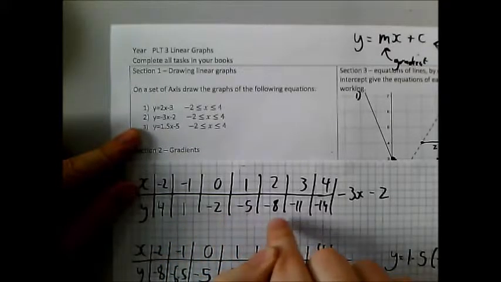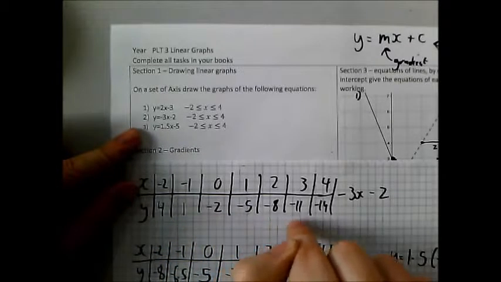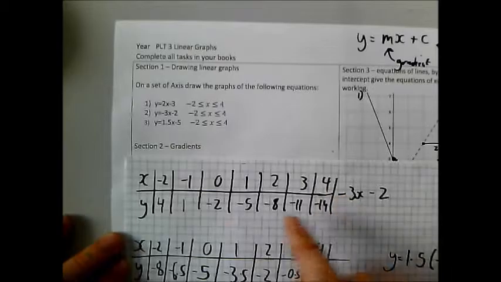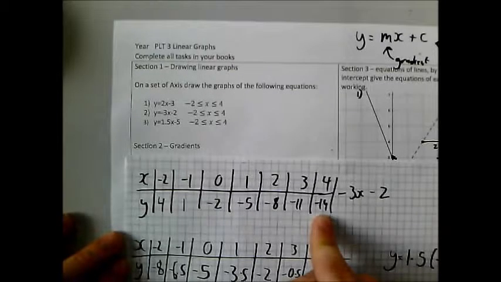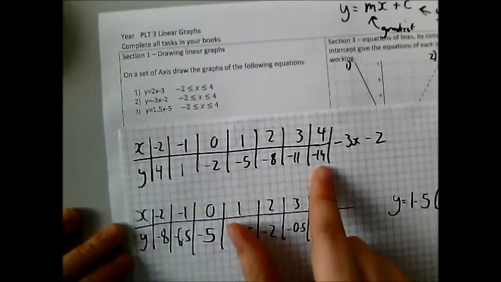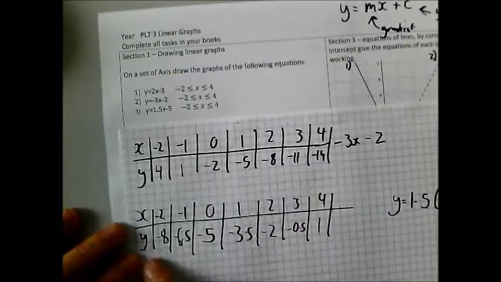And you keep on going until you get your points, and you draw your own graph, making sure your x values go from -2 to 4, and your y values go from 4 to -14, and plotting it carefully and labelling your graph. For question 3, exactly the same thing, and you should have got these numbers. If you didn't, check your substitution.